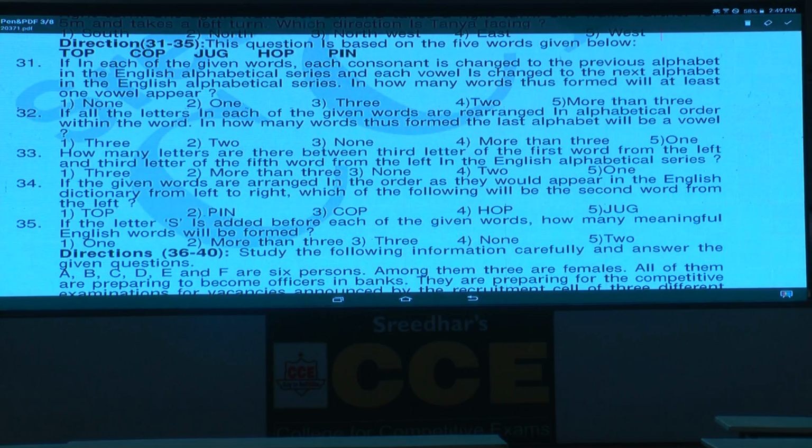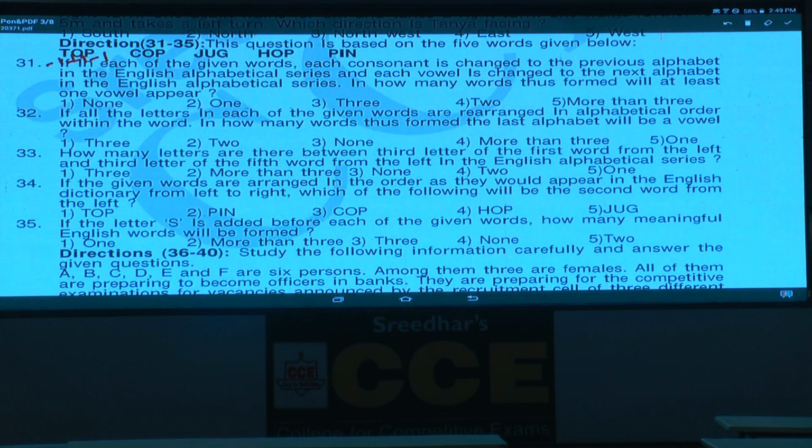Now in this question numbers 31 to 35, in each of the given words, each consonant is changed to the previous alphabet. 31 to 35, what are the words here? TOP, COP, JUG, HOP and PIN. If in each of the given words, each consonant is changed to the previous alphabet and each vowel is changed to the next alphabet, vowel plus 1, isn't it? And consonant minus 1. Then what is the question here? How many words thus formed will have at least one vowel?